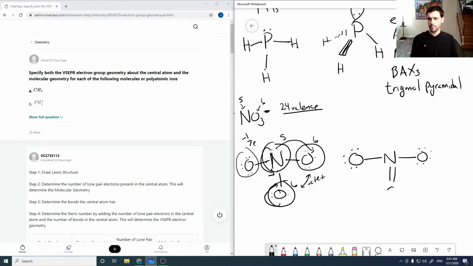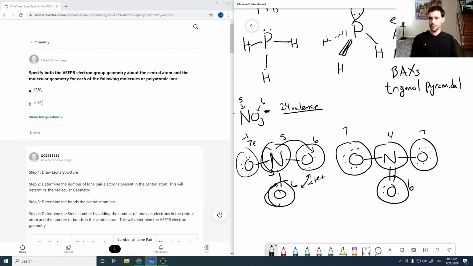And if we check our charges, there's 7 electrons here, 4 electrons here, 7 here, 6 here. So oxygen normally wants 6, so this is a -1 charge. Nitrogen normally wants 5, so it's a +1 charge. And oxygen normally wants 7, so that's a -1. So -1 + 1 is 0, -1 is -1. So the whole thing's -1.